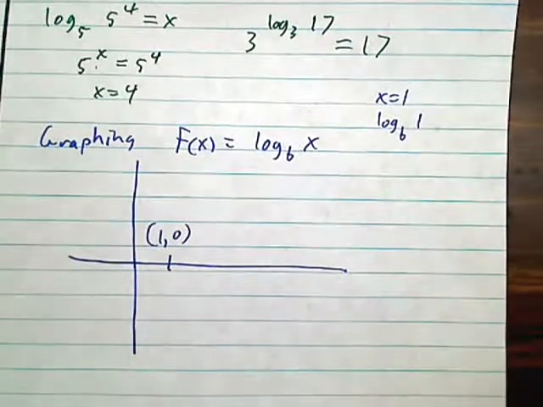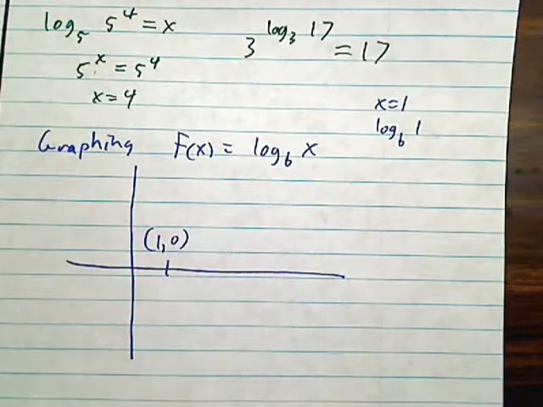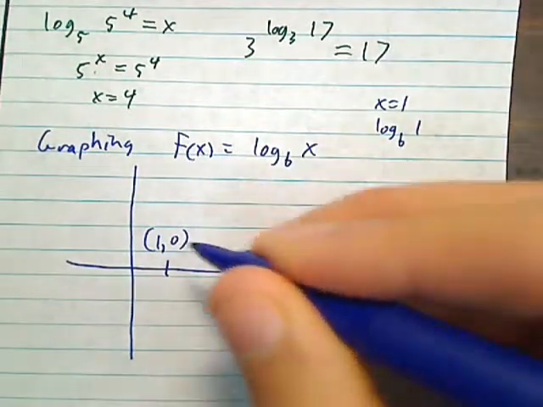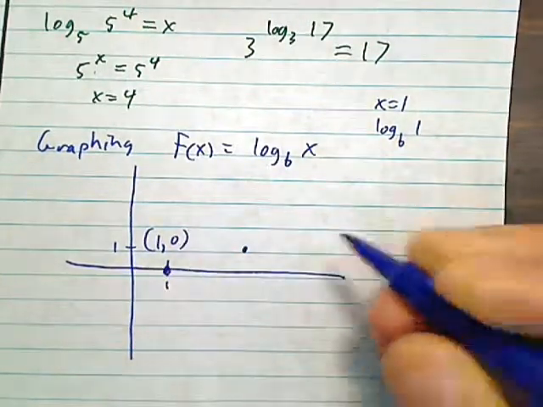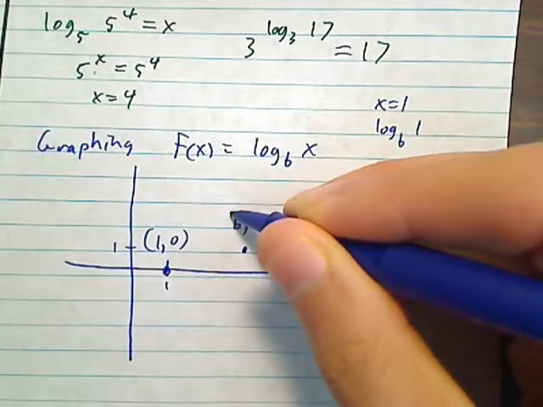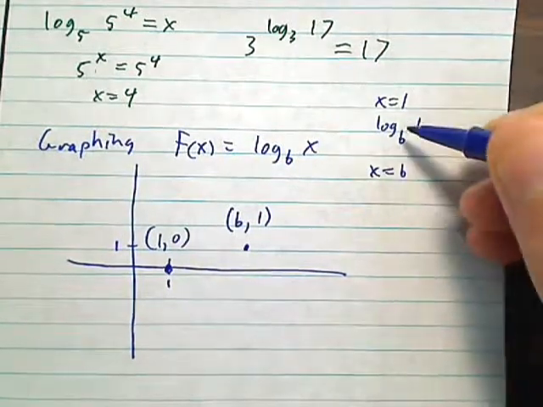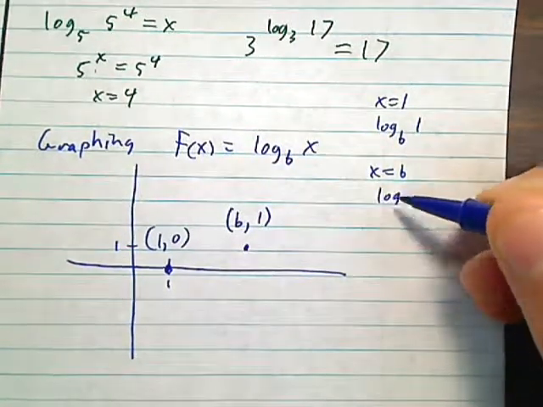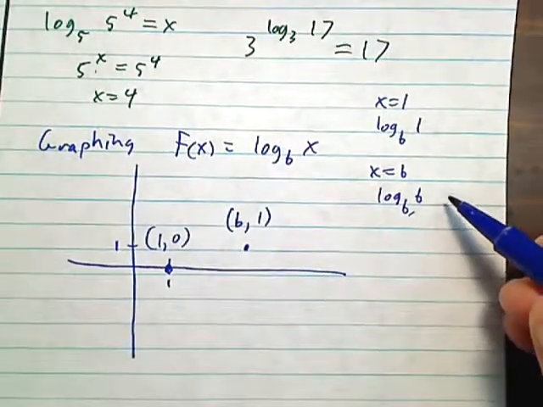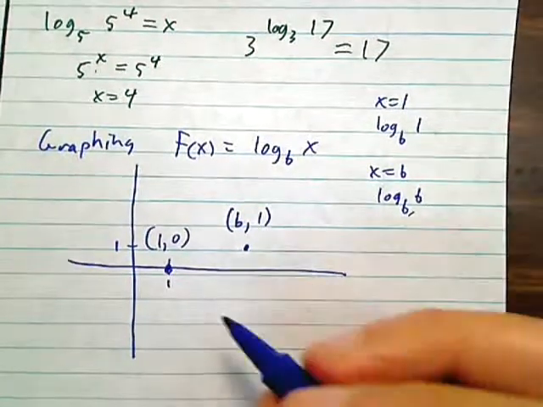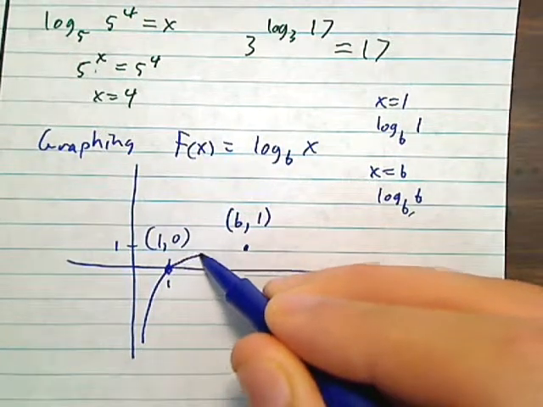Okay, the next point is going to be the point (b, 1). So let's say we have 1 right there. We're going to have another point over here. It's going to be the point (b, 1). Okay, so for x equals b, we'll put in log base b of b. This is saying b to what power gives you b? Well, b to the first power gives you b. So you have the point (b, 1). So let's go ahead and graph this. This is what it is going to look like.